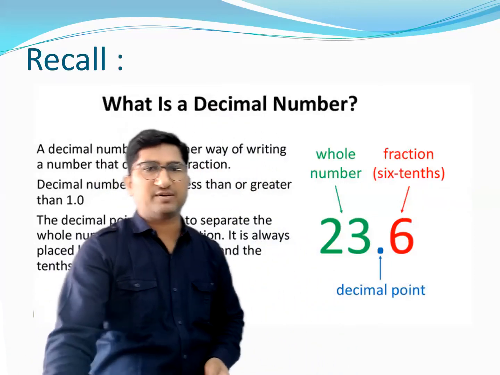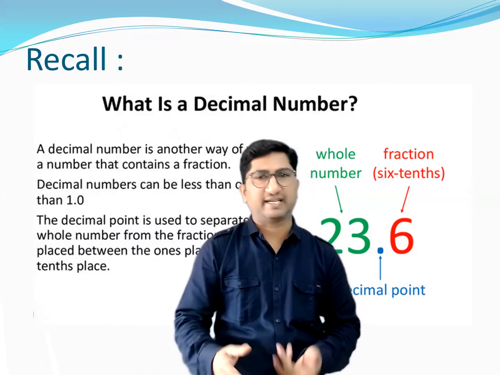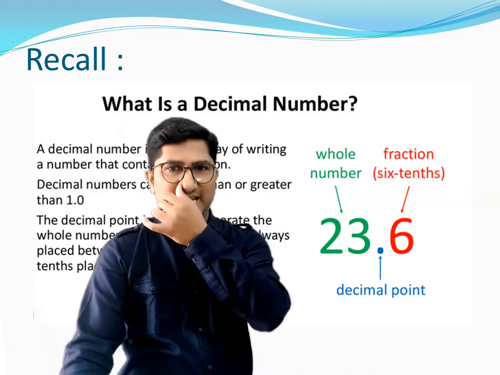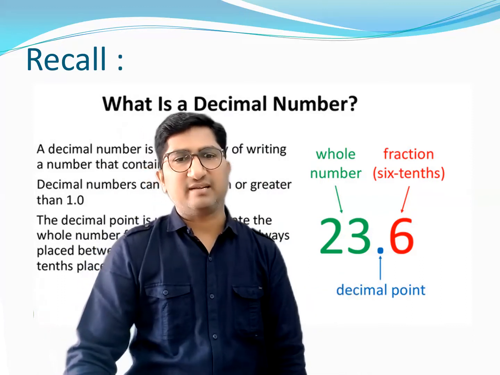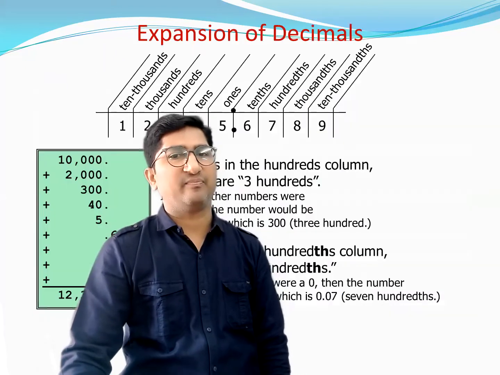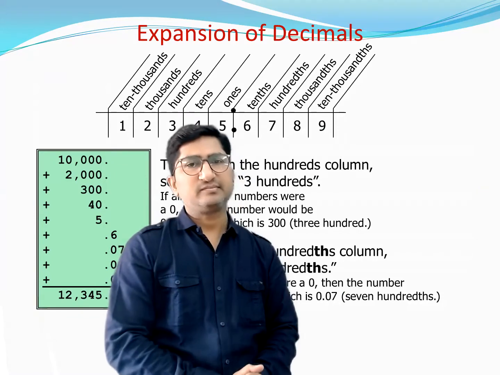What is a decimal number? A decimal number is another way of writing numbers in a condensed fraction form. A decimal has two parts, the integral part (whole part) and the decimal part. We have seen that in the previous video, so we're not wasting time on it. Now we will see the expansion of decimals.